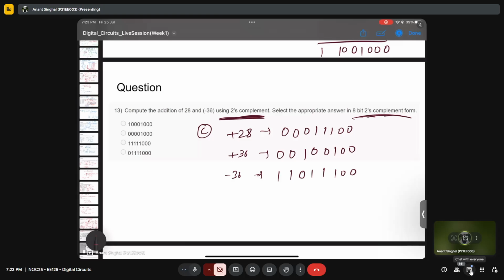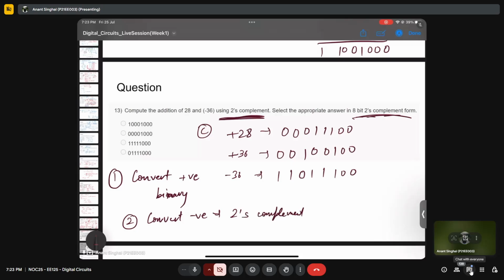So let me write the method. Let me write all the steps. First, convert the positive number to binary. The second step would be to convert the negative number to the 2's complement. The third step would be to add, because addition is required here. And the fourth is, if it starts with 1, then you can say the number is negative, right? Because we can clearly see the final answer, if we add these two, would be minus 8.